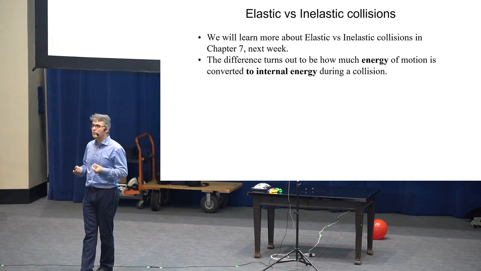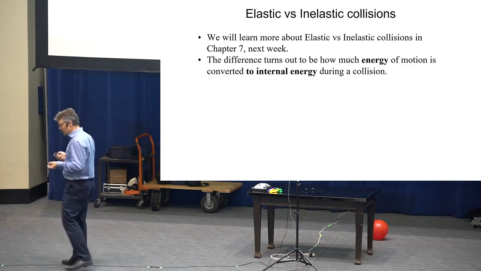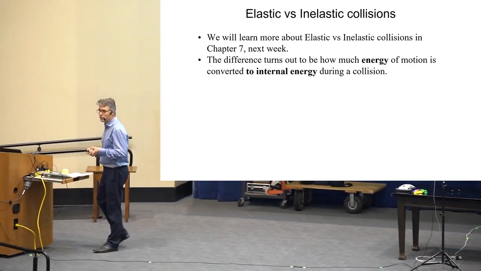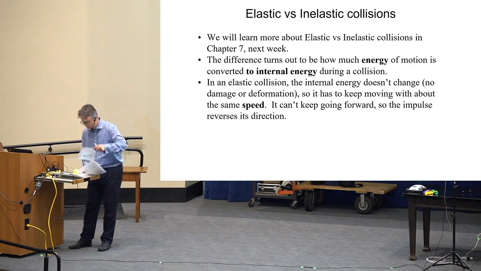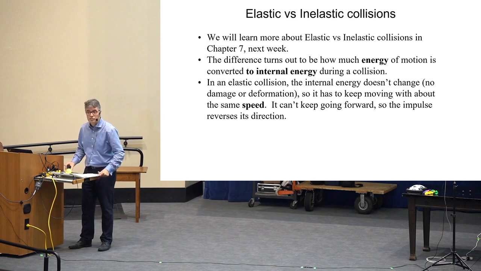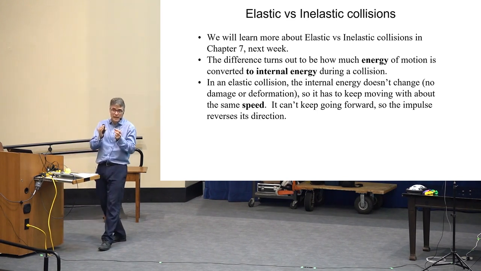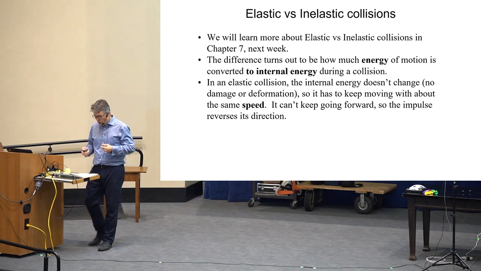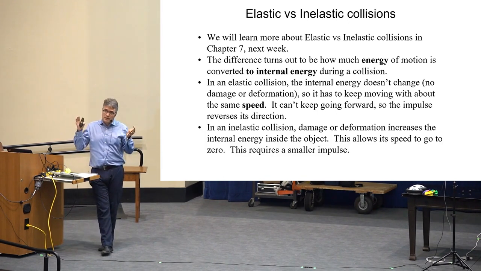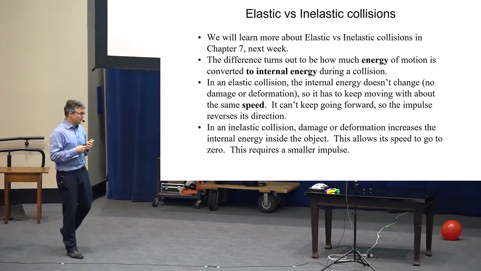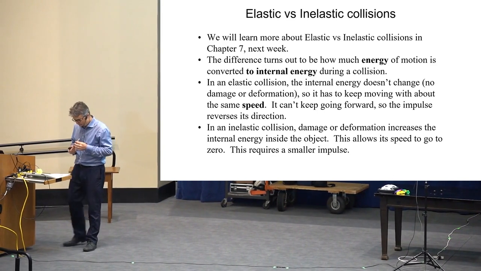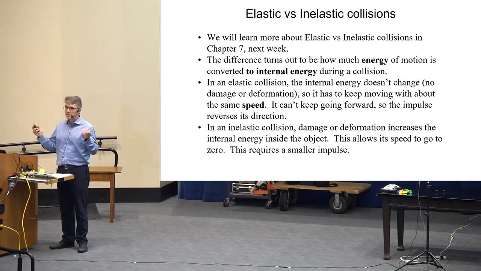In Chapter 7, we learn more about elastic versus inelastic collisions. So the difference is something to do with how the internal energy gets stored in these different balls. In an elastic collision, internal energy doesn't change much. It gets stored elastically and then gets immediately re-released. But in an inelastic collision, there's some sort of heat generated or internal energy, like damage or something like that, which absorbs that energy and doesn't give it back right away. So it allows its speed to go to 0, and therefore the impulse is a little less.